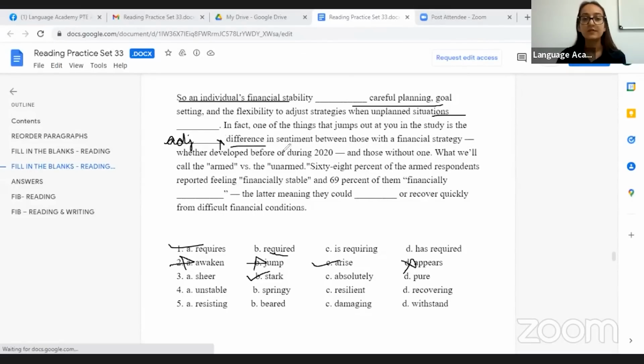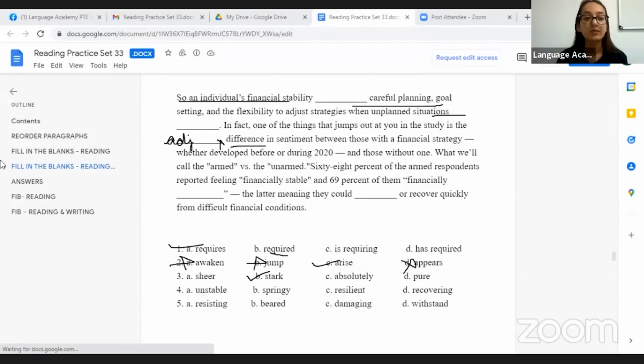So there is a stark difference in sentiment between those with a financial strategy, whether developed before or during 2020, and those without one. And then they compare what we will call the armed versus the unarmed. 68% of the armed respondents reported feeling financially stable, and 69% of them financially dash. Those who have written unstable, try changing your methods and your habits, because if you are so rigid with your approaches, it is going to take very long for you to score.